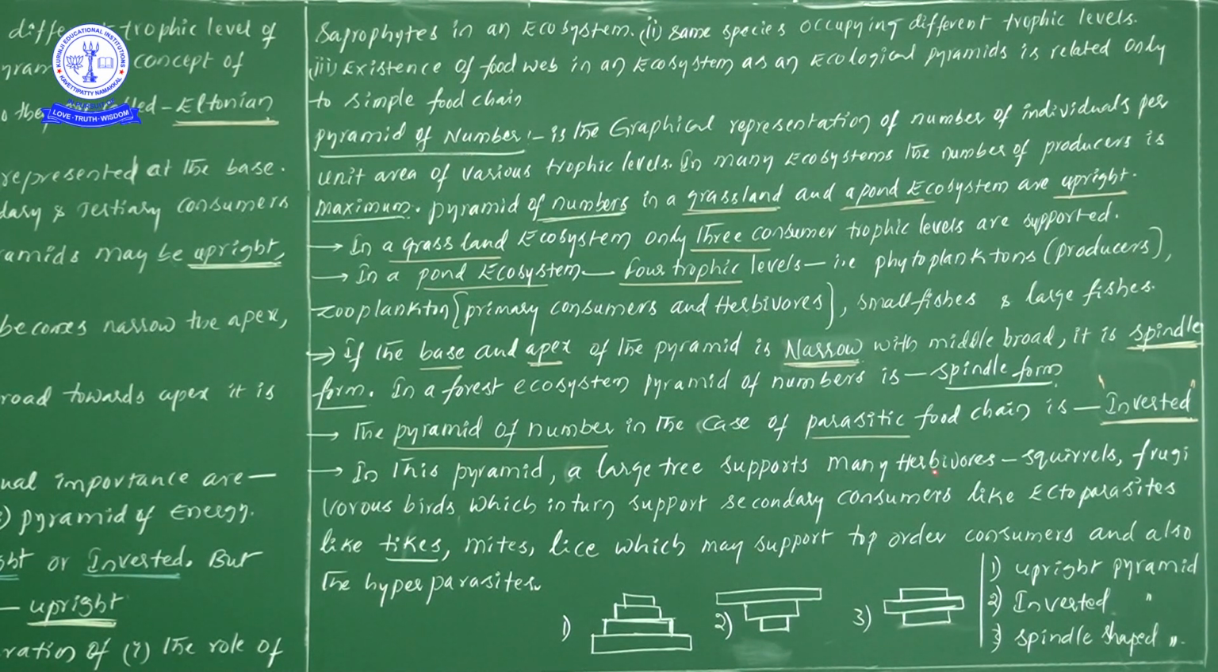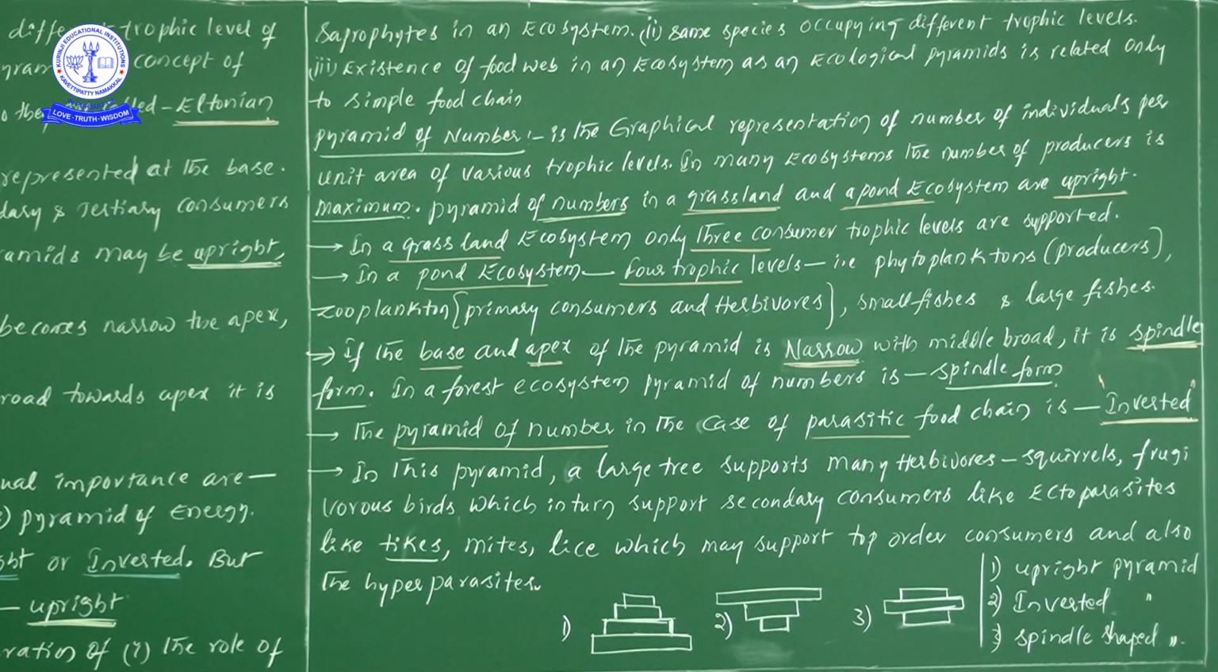Just one plant is there, that particular large plant we consider as the producer. On the producer, many herbivores. What are those? Squirrels, fruit yielding birds. On the fruit yielding birds and on the squirrels, we will find the presence of ectoparasites, means ticks, mites and lice. Which may support the top order. So these we consider as hyperparasites. So this is a small piece of information regarding the pyramid of number.